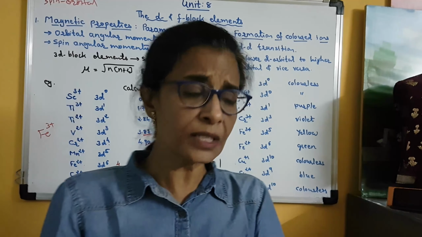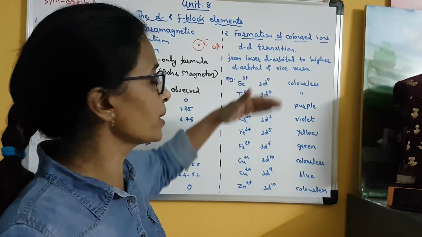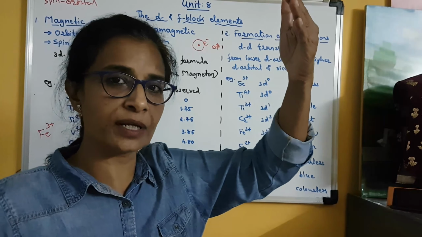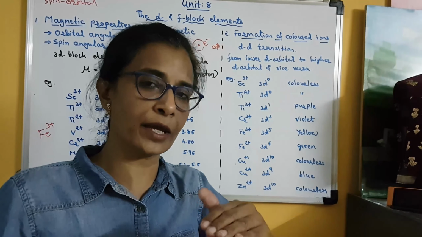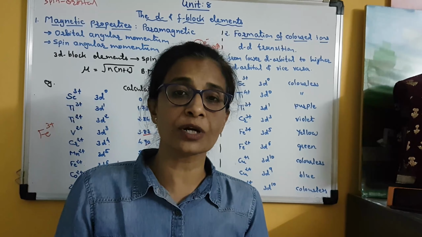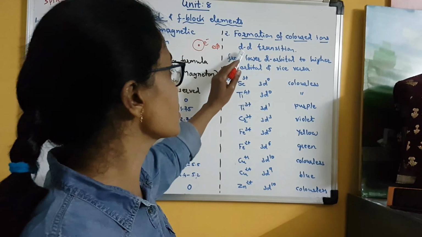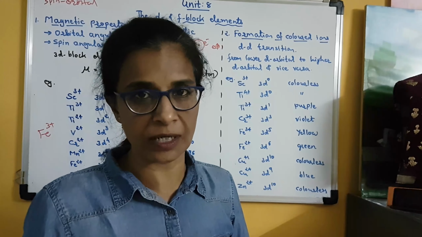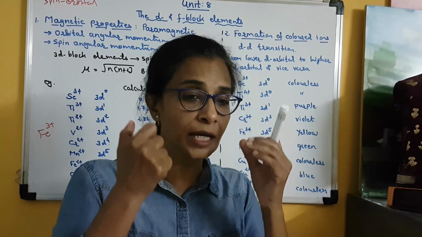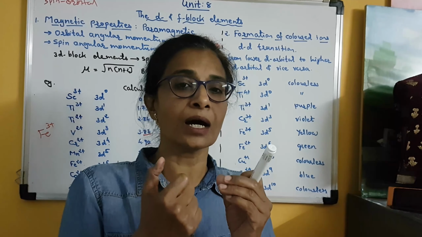So this is known as a d-d transition. From a lower d orbital to a higher d orbital, the electron jumps by absorption of light energy, or vice versa. Clear? So from lower to higher or from higher to lower. But this jump of the electron takes place within the d orbitals only, and that is why it is known as a d-d transition. So d-d transition is the important phenomenon for the color of ions.